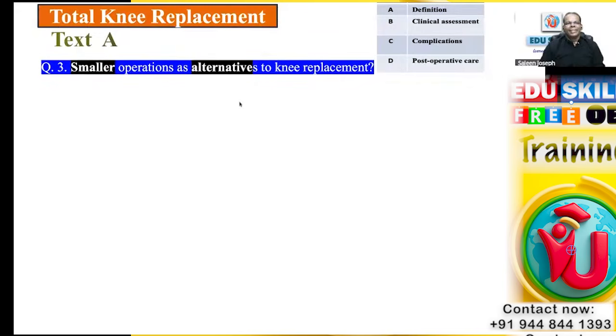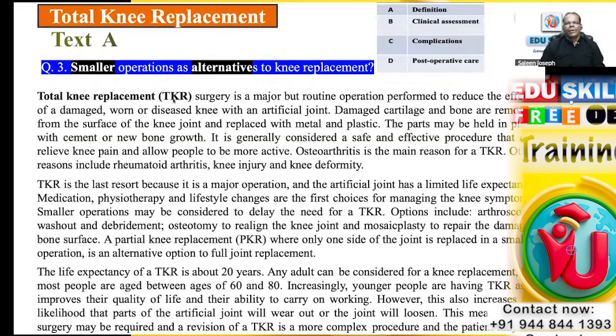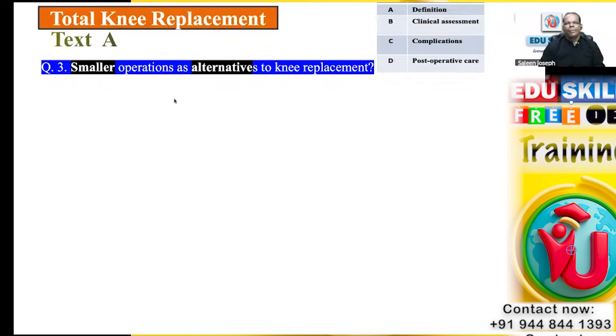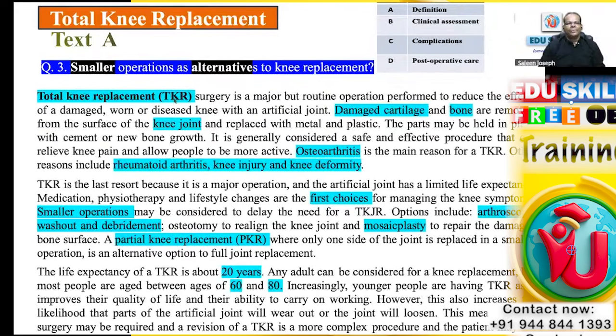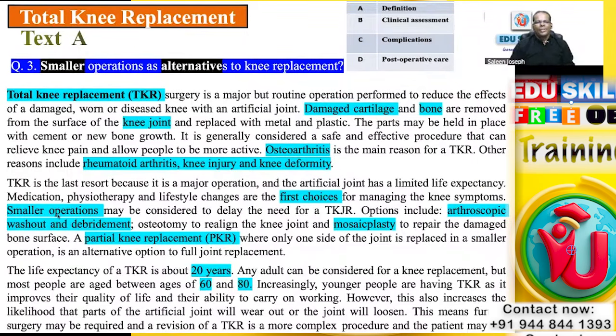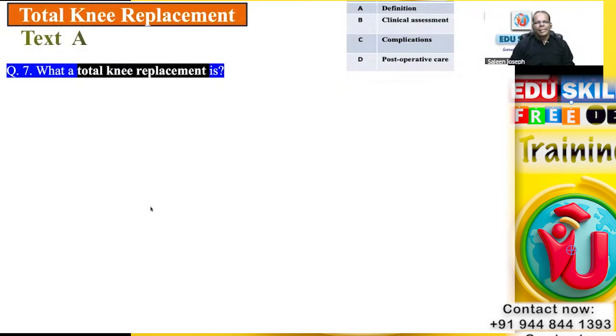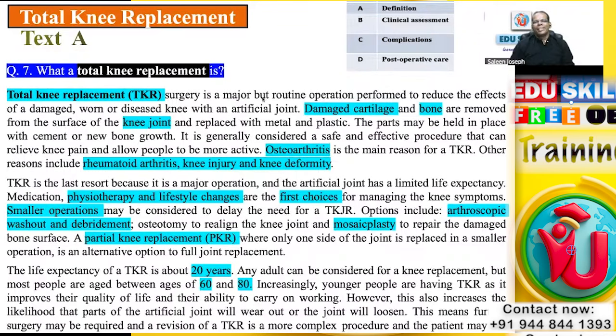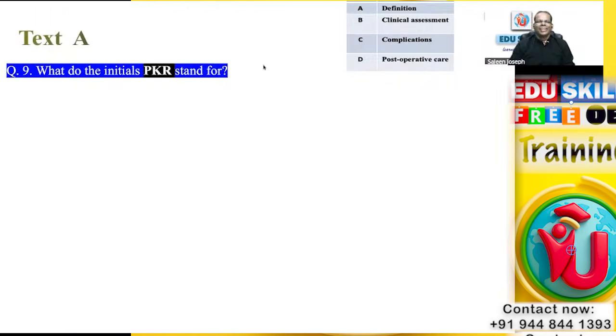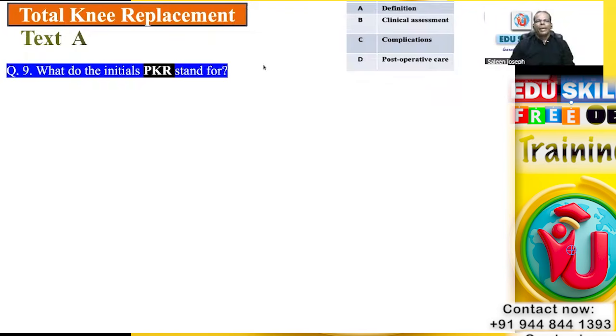Okay. This is the 3rd question. Smaller operations has alternatives to knee replacement. And where is it? Smaller operations, here already highlighted, right? Smaller operations. Yes. So cool. 7th one. What a total knee replacement is? The first line. Surgery is a major. Second line. So it is there. It's just to tell which text contains it. So cool.